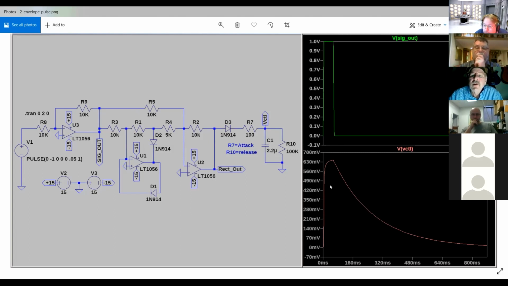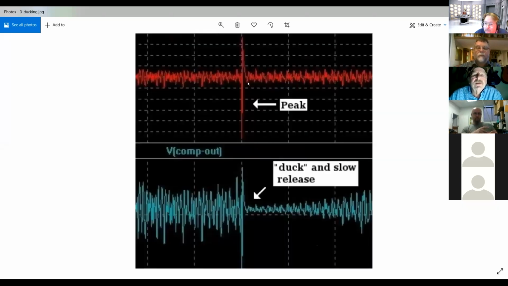But here's what I want you to see. Notice with that relatively quick attack time, I've still got a little bit of slope right there, because it does take it a finite amount of time to react. And then as soon as that pulse lets go, the capacitor starts discharging, and there goes the voltage down. Why show you this? Because of the time involved.